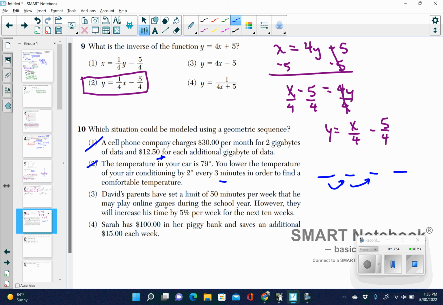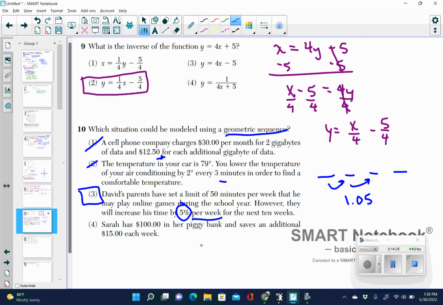David's parents have a set limit of 50 minutes per week that he may play online games during the school year. However, they will increase his time by 5% per week. Boom. This is the one that is going to be increasing his time by 5% each week. So that means that we are multiplying each by 1.05. This is exactly what a geometric sequence is. We're multiplying to get to the next number.